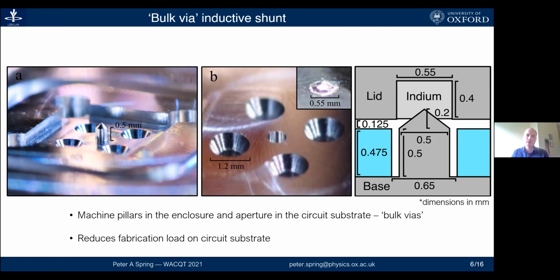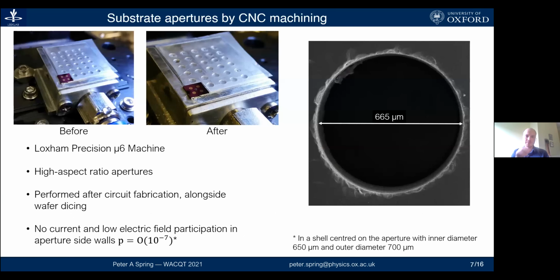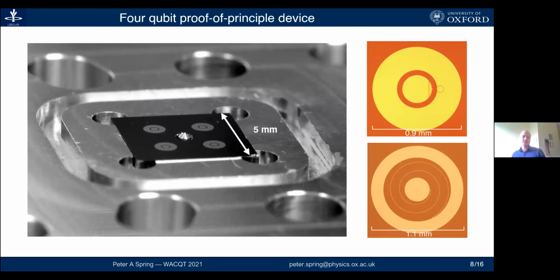And this doesn't require us to metallize the sidewall of the circuit substrate. However, it does require us to put an aperture through the circuit substrate. And we've done this with this CNC machining. So this allows us to make high aspect ratio apertures that have quite a large diameter. And this could be quite hard to do with a wet etching process. And this can also be performed after circuit fabrication and alongside wafer dicing.